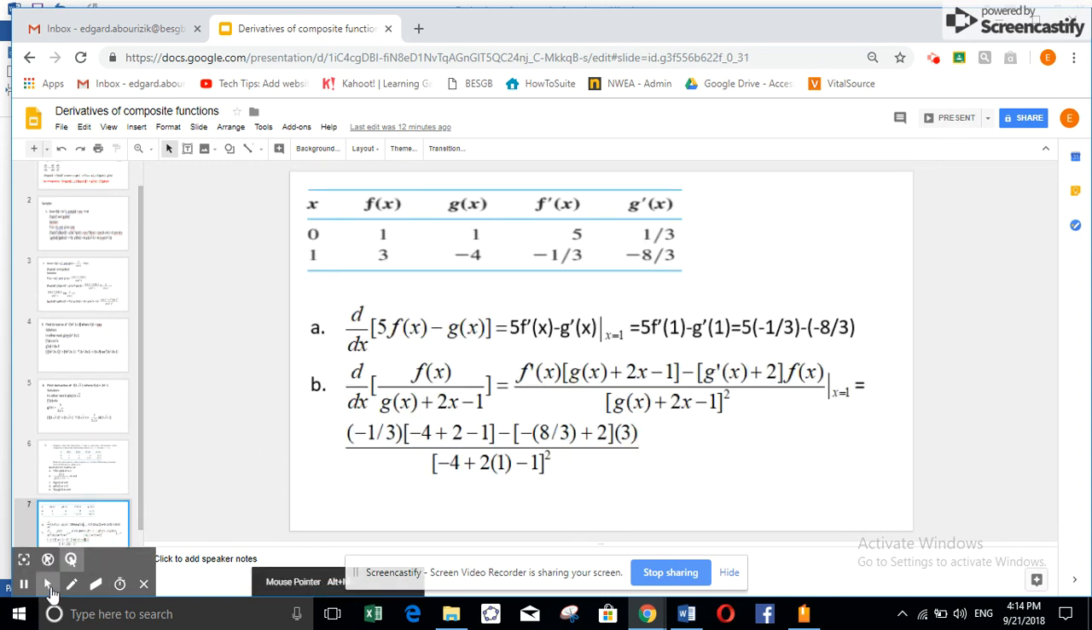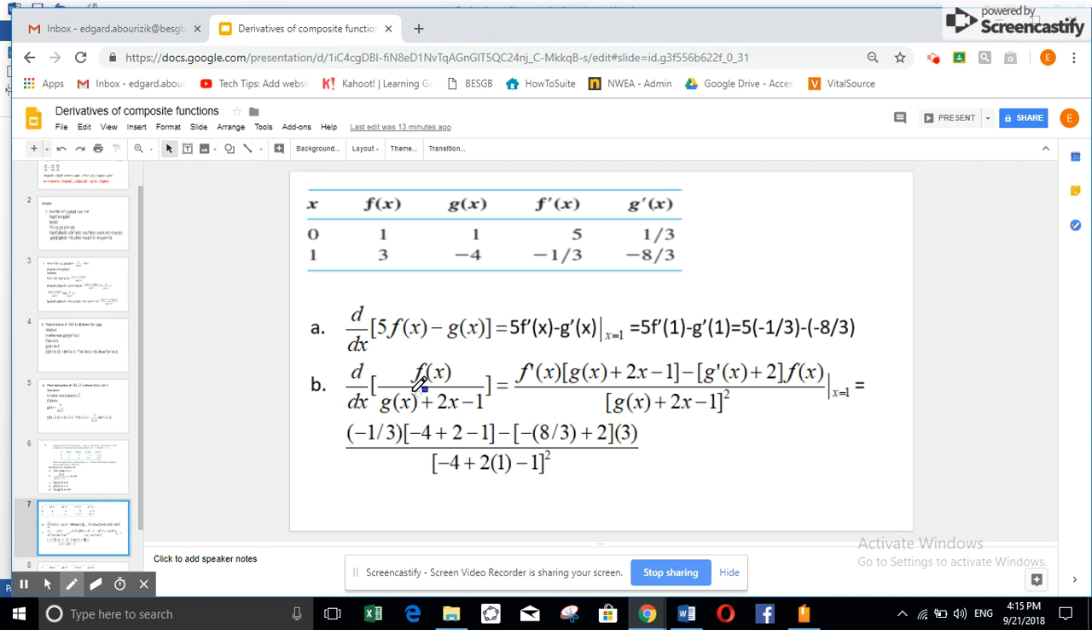I want to do the derivative here. I copy it again. So it's 5f prime of x minus g prime of x. I want it at x equal to 1. They told me to find it at x equal to 1. So I replace x by 1: 5f prime of 1 minus g prime of 1. And f prime of 1 is minus 1 over 3. g prime of 1 is minus 8 over 3.